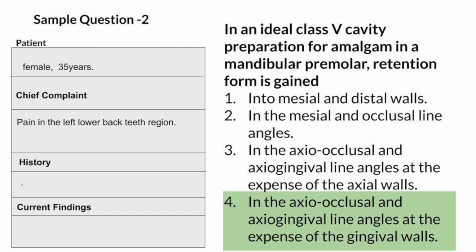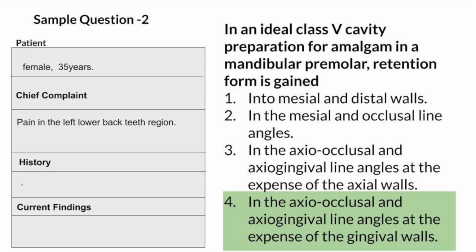Answer: in the axio-occlusal and axio-gingival line angles at the expense of the gingival walls, because the principle of retention form as described by G.V. Black applies in this situation. Retention along the axio-occlusal and axio-gingival line angles, rather than along the mesio-axial and disto-axial line angles, maximizes the retention form.